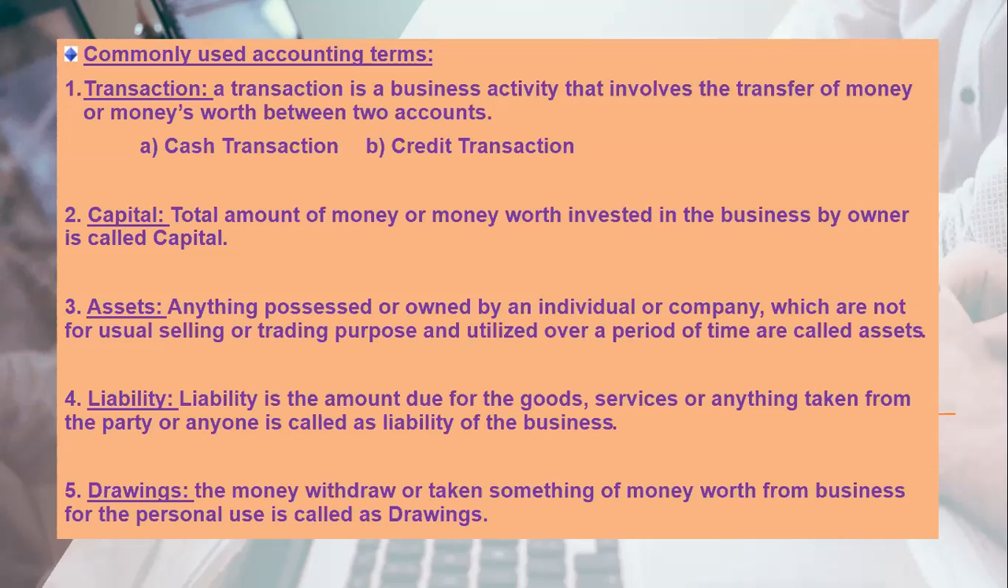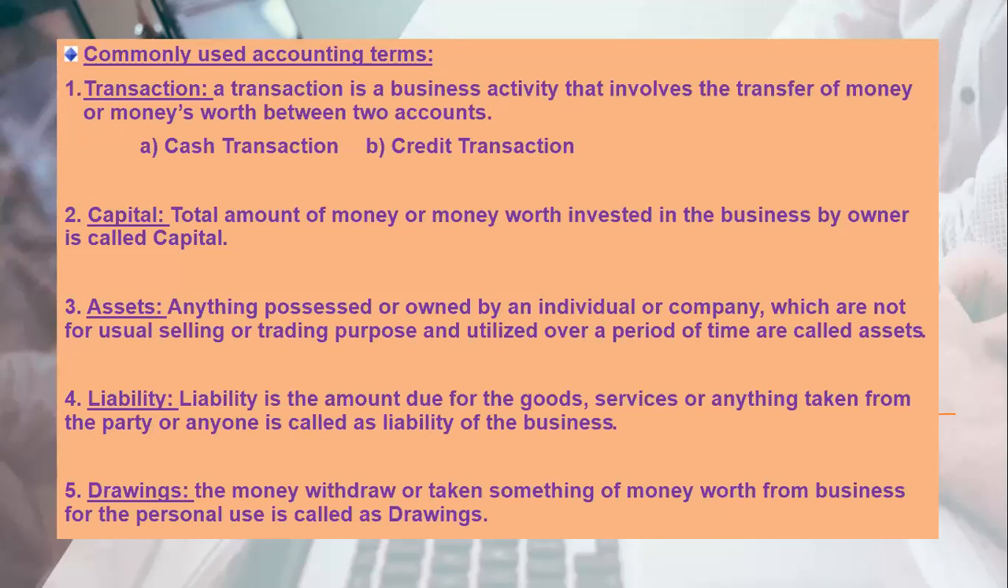Next, it is capital. Capital is the money which is invested by the owner. This capital can be in the form of cash, and also it can be in the form of assets. Next, it is assets. Anything possessed or owned by an individual or a company which is not for usual selling or trading purpose and is utilized over a period of time is called assets. These are the things which are utilized in the business and that remain in the organization for a longer period. For example, computer, equipment, machinery, furniture, etc.